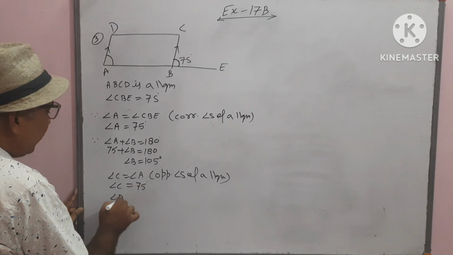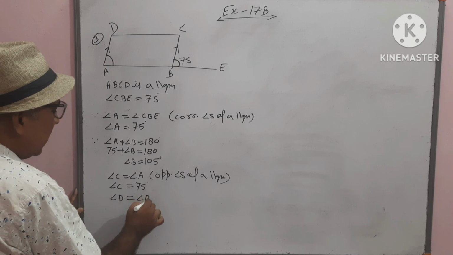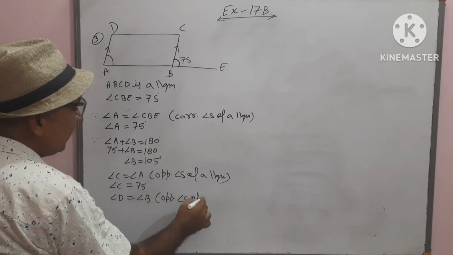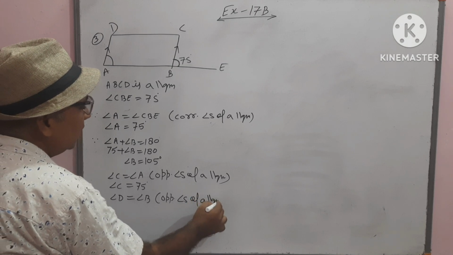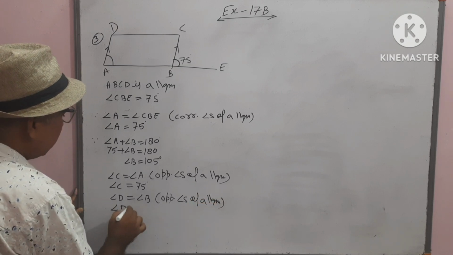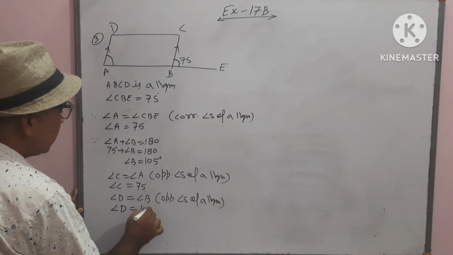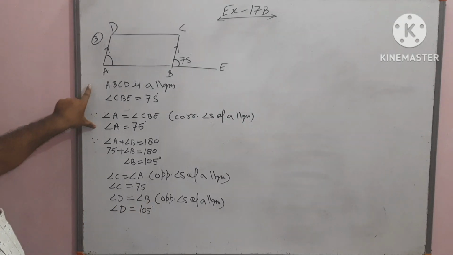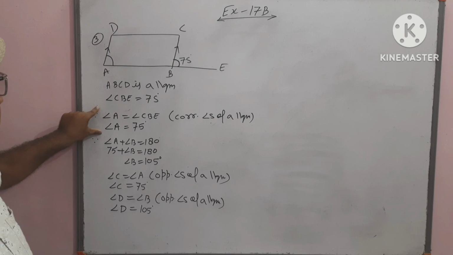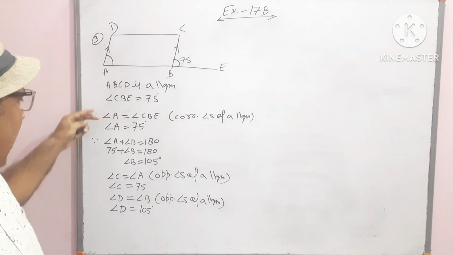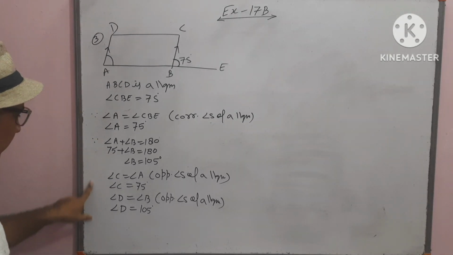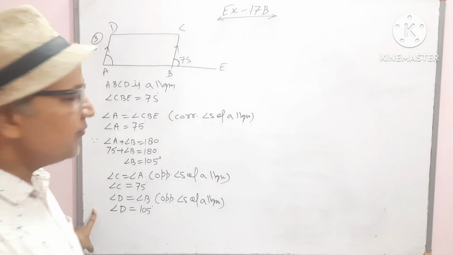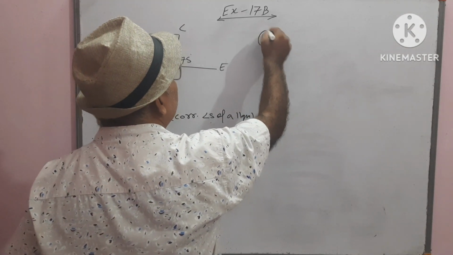In the same way we can find angle D also. Angle D is equal to angle B because of opposite angles of a parallelogram. That means angle D is also equal to 105 degrees. Only this first portion is different: angle A is equal to angle CBE. After that, whatever we have done here is the same as question number 1. Okay? Now see question number 4.